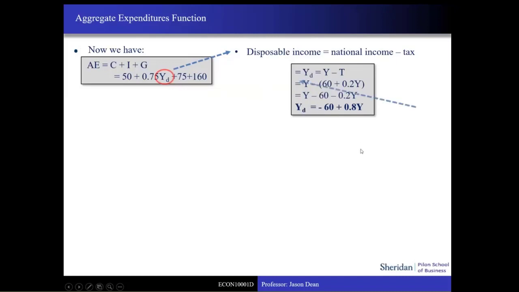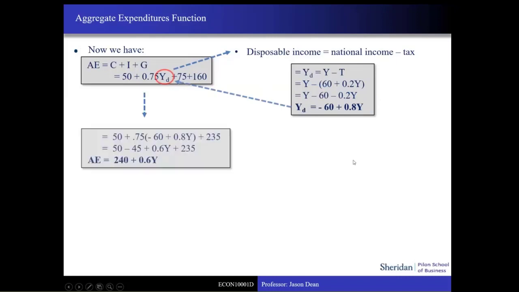So we're going to plug that back into here, and we'll get our aggregate expenditures function as a function of the big Y that we want. So we're just taking this, plugging it in here, and then we're just expanding this out. So 50 plus 0.75 times negative 60 plus 0.75 times 0.8Y plus 35, we get this. When we simplify, we get that the aggregate expenditures function is 240 plus 0.6Y.